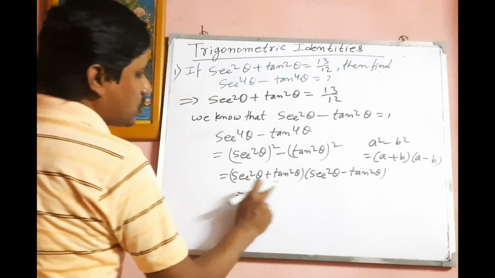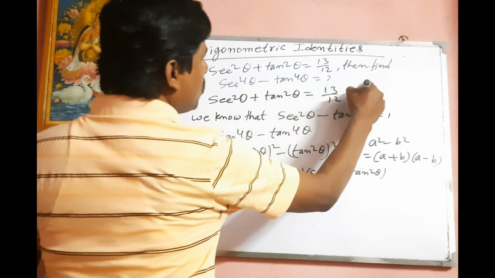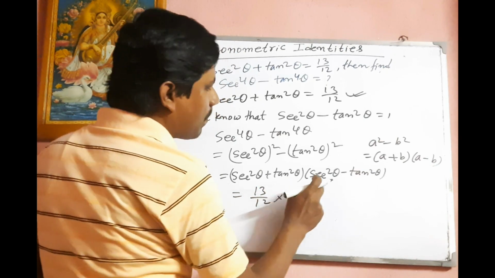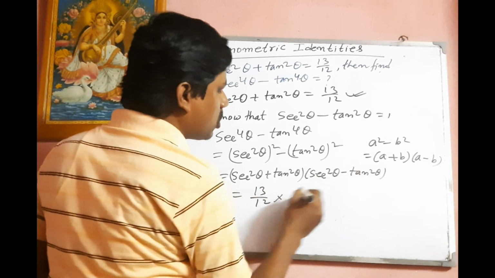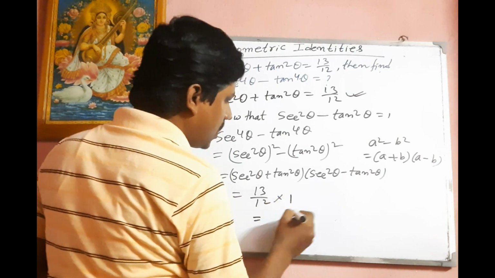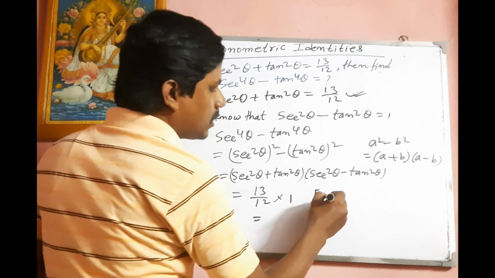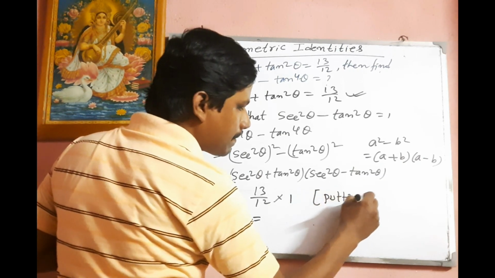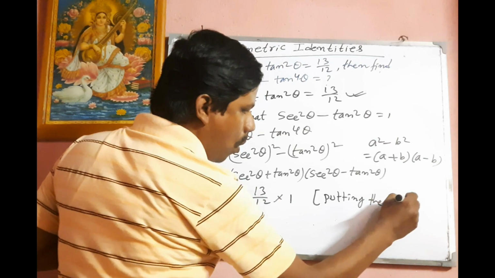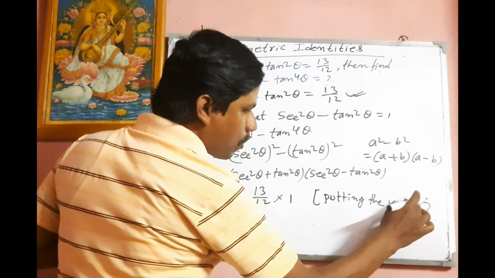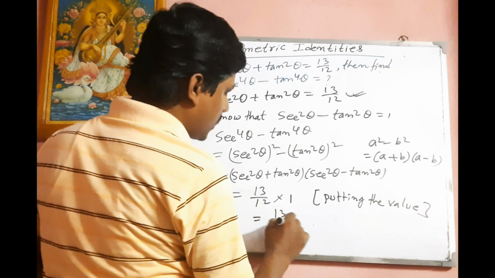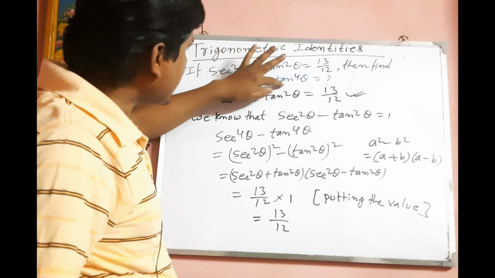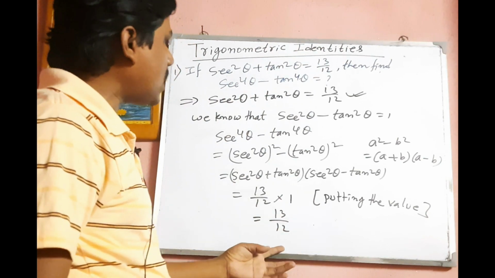And we know that sec square theta plus tan square theta is equal to 13 by 12, which is given, and by the standard formula we know that sec square theta minus tan square theta is equal to 1. Putting the values, we get 13 by 12. So sec to the power 4 theta minus tan to the power 4 theta is equal to 13 by 12.